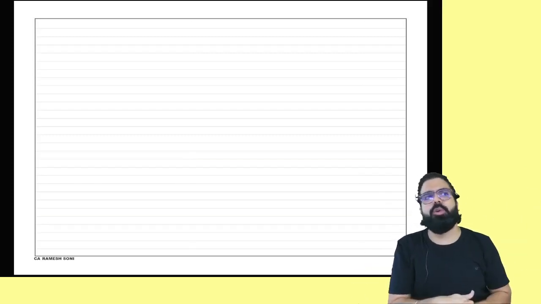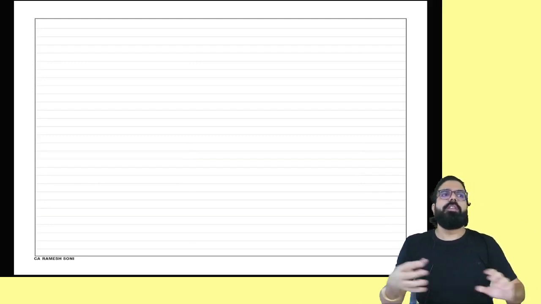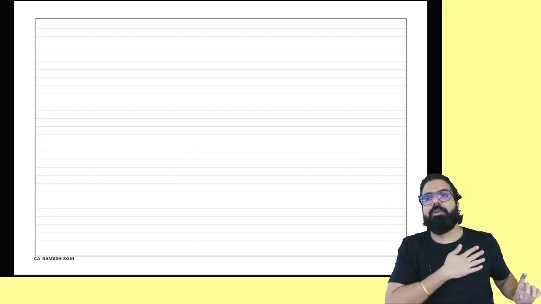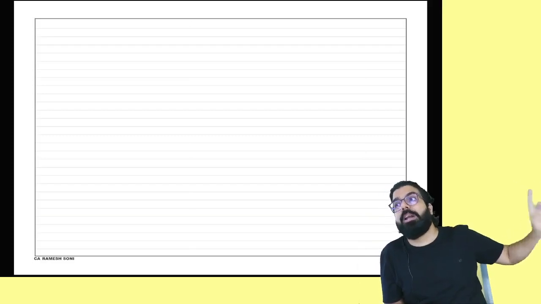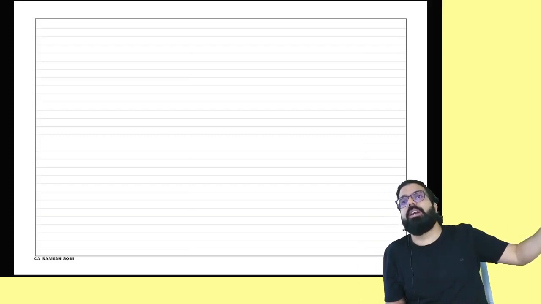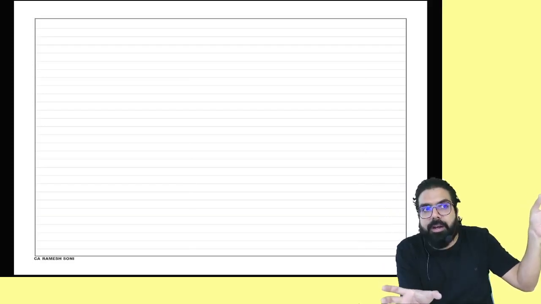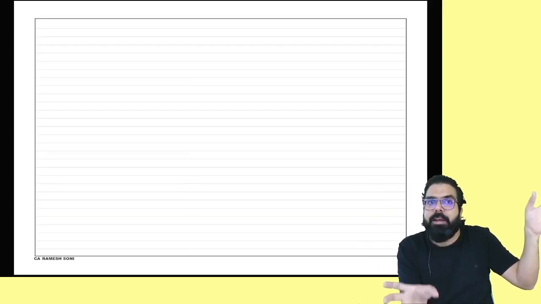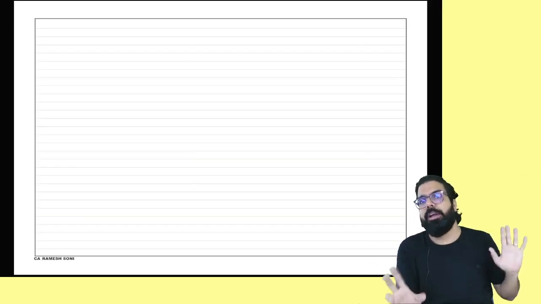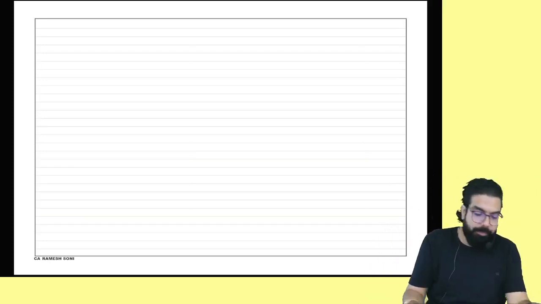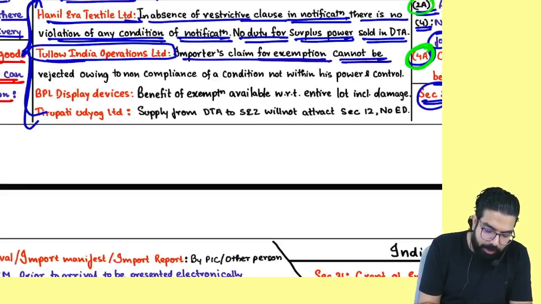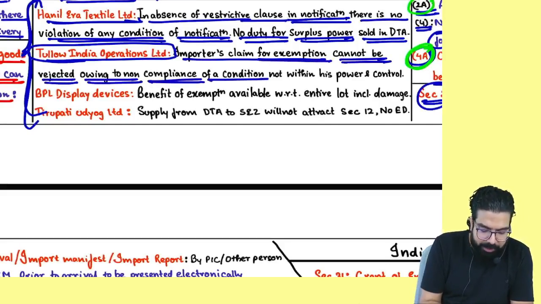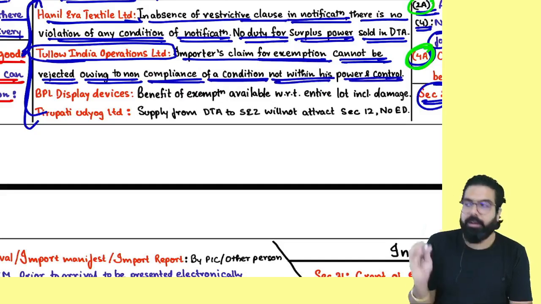And hence the case went to the court and the court told the person need not pay custom duty because of the mistake of a public functionary, because of a government department's officer who did not give the certificate on time. The importer cannot be liable to pay the custom duty. The exemption should be available to him. And that is the clarification: importer's claim for exemption cannot be rejected owing to non-compliance of a condition not within his power and control.